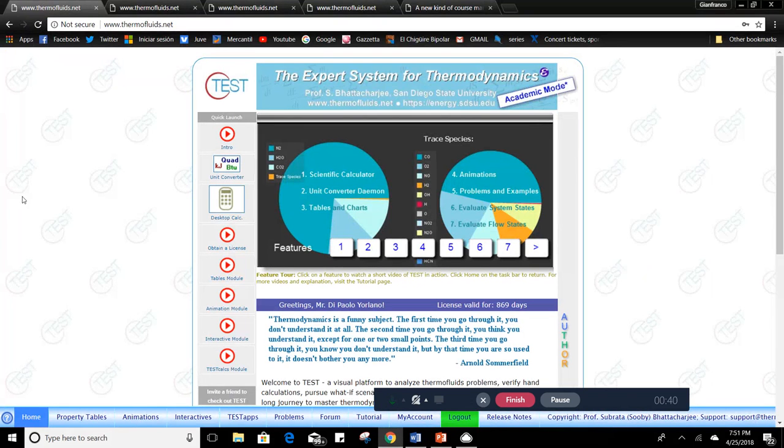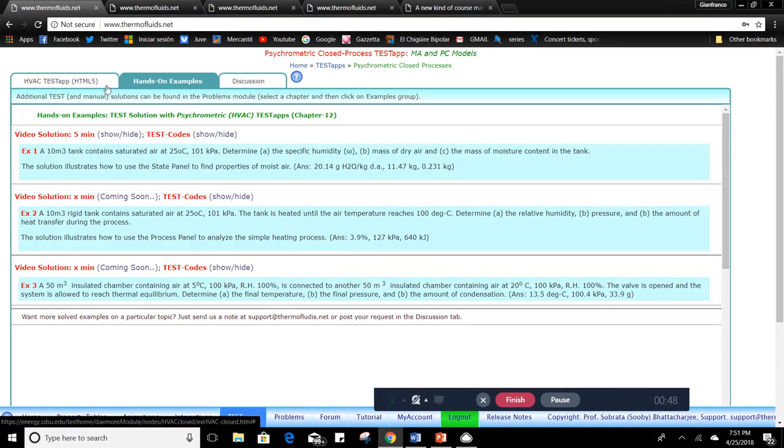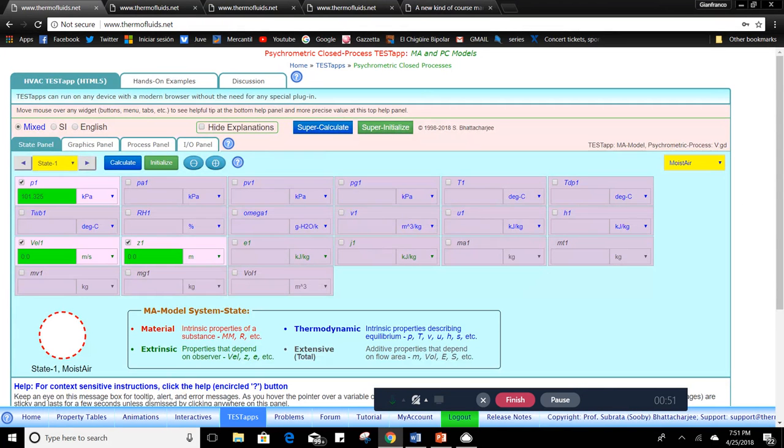So, in order to start with our process, we need to log in to thermofluids.net. We go to TESTapps, we follow the HVAC psychrometric, and we go to HVAC TESTapps. And here we see that there is state 1 and moist air, so we can start inputting our values.